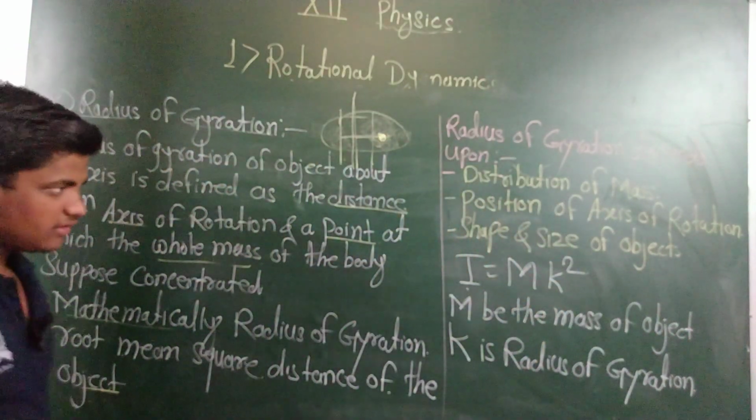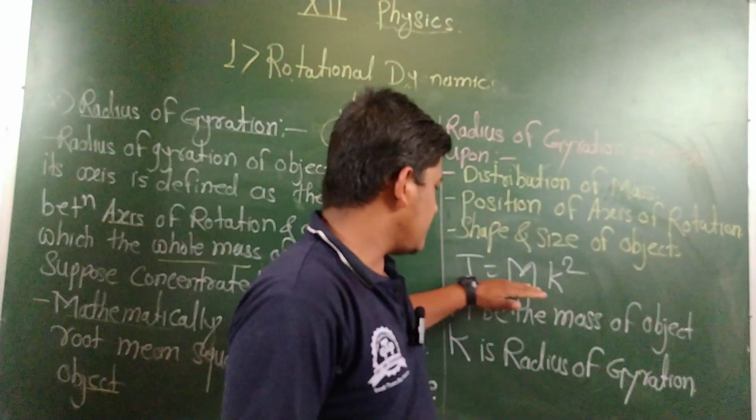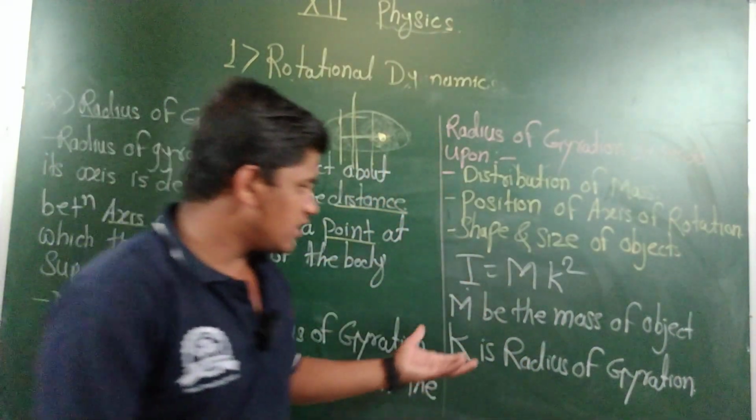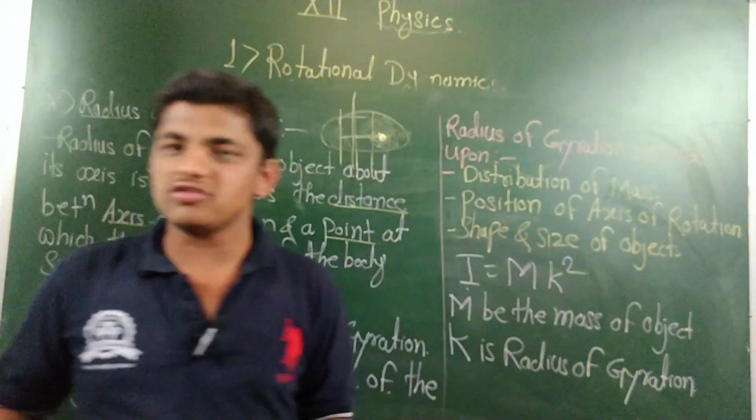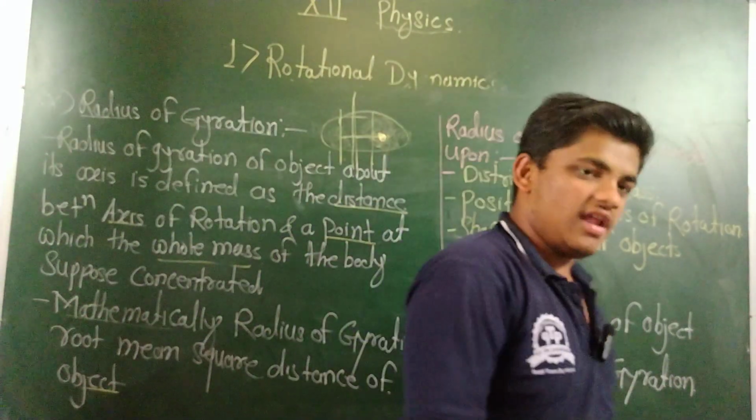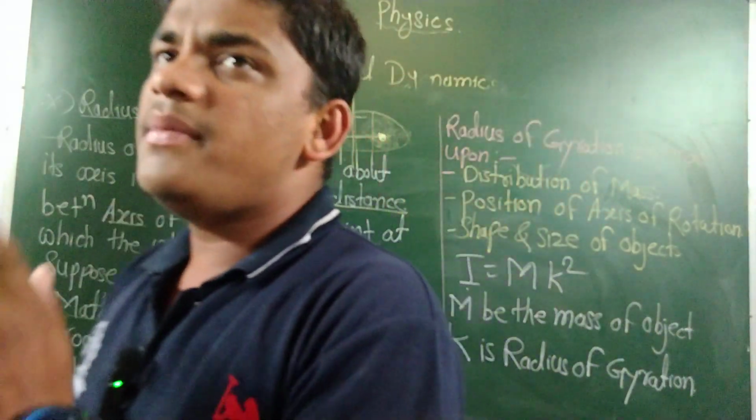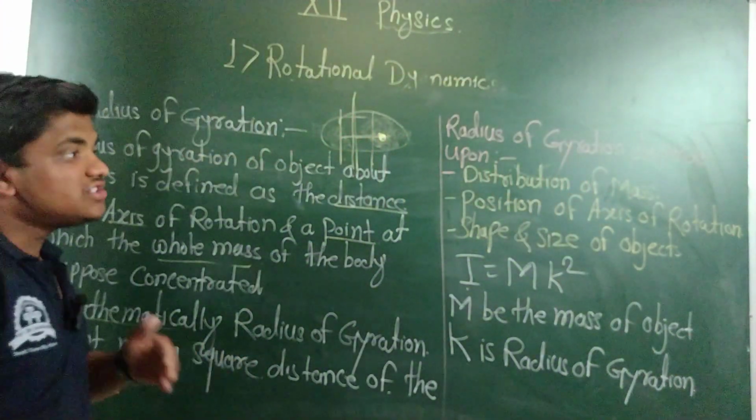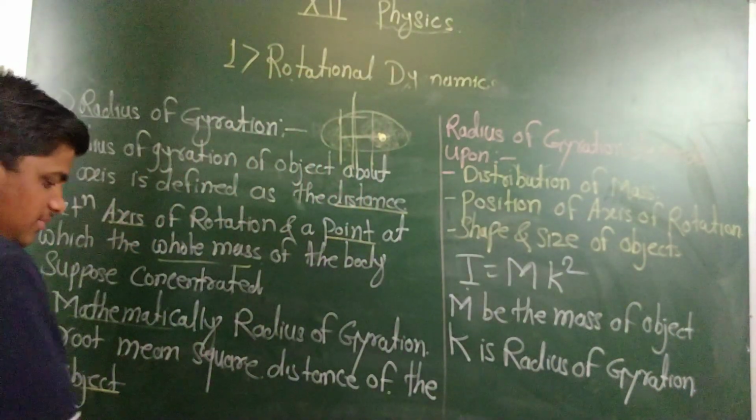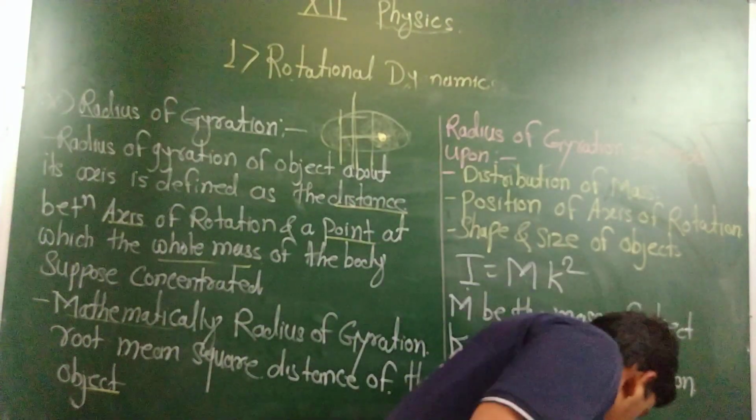Then I, the moment of inertia, is m into k square; we found out the moment of inertia of any object here. Here m is the whole entire mass of the object and k is the radius of gyration. The radius of gyration is independent of the mass of that object. It depends on the distribution of mass, but not on the mass itself. This is all about the radius of gyration.